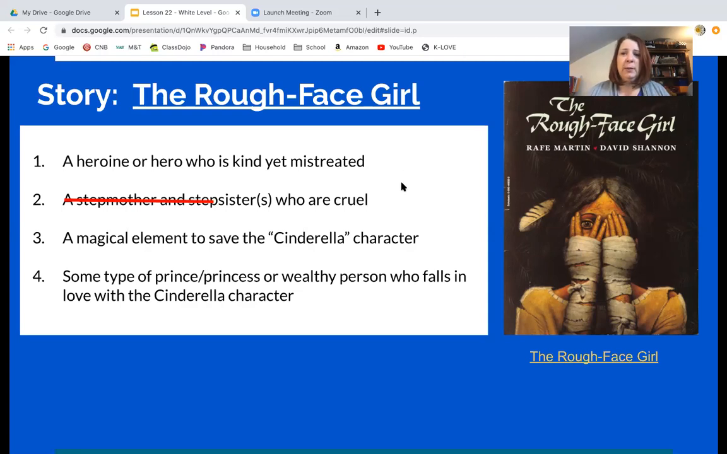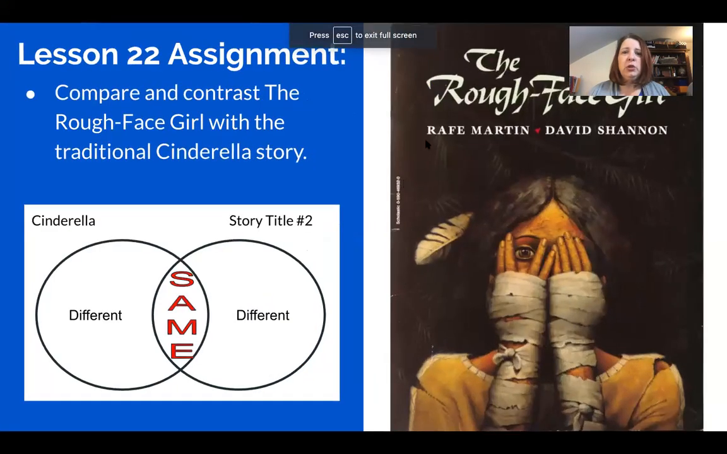And we're going to go to the next page just to remind you that this is what you're doing for today. This is Monday. You're going to compare and contrast the rough-faced girl with the traditional Cinderella story. Wow, and you already know there's going to be some things that are different. Is there a magic slipper or a moccasin or a boot? Nope, there's no magic element that identifies the Cinderella.